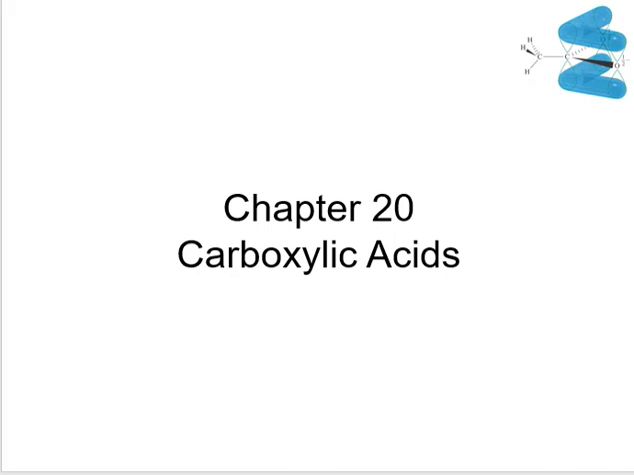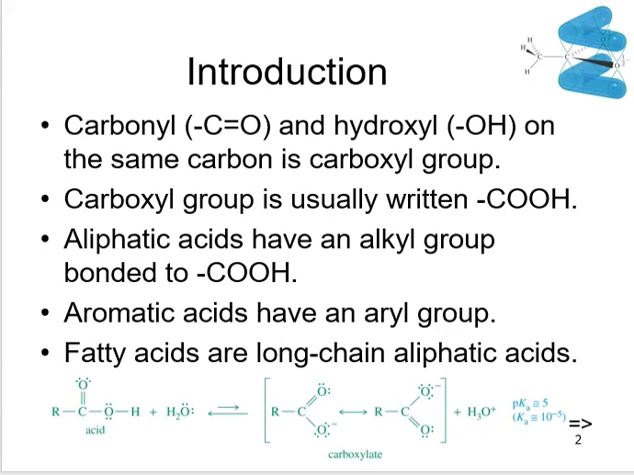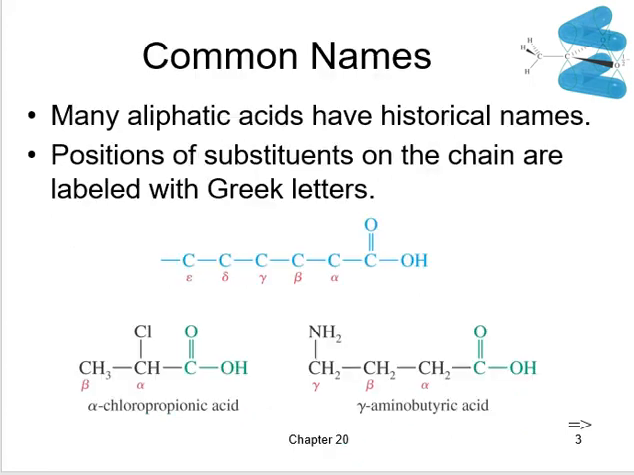The introduction part of this carboxylic acid is that the carboxylic acid contains a carbonyl group and a hydroxyl group on the same carbon. The carboxyl group is usually written as COOH. Aliphatic acids have an alkyl group bonded to the COOH functional group. Aromatic acids have an aryl group. Fatty acids are long chain aliphatic acids.